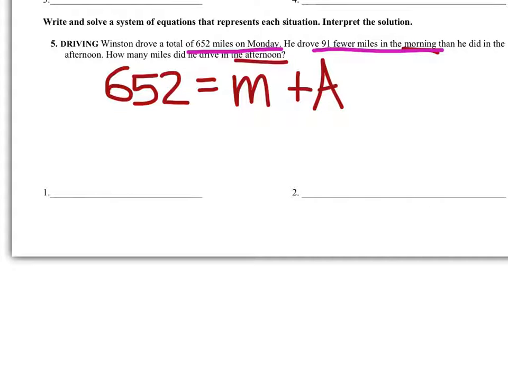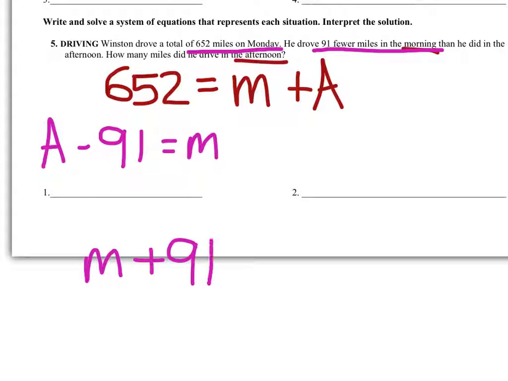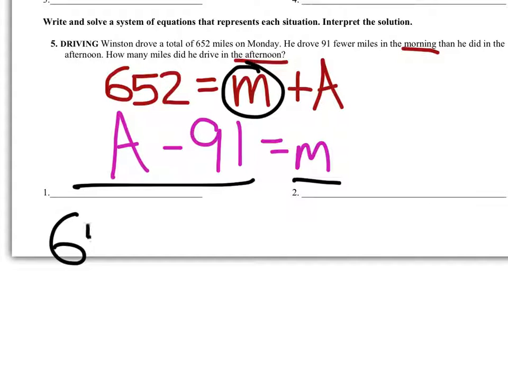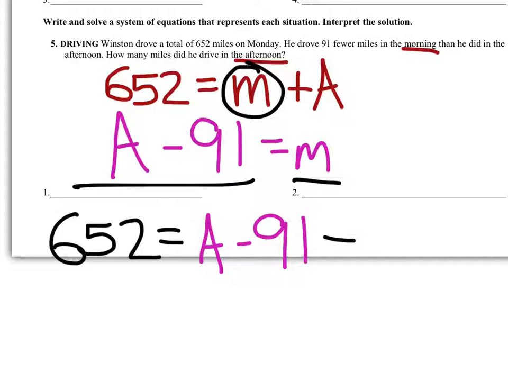So in the morning, he drove 91 fewer miles than he did in the afternoon. There's two different equations you can use for this second one. If you take the afternoon and subtract 91, then you'd have the morning. On the other hand, you can use the morning plus 91 would give you the afternoon. Doesn't matter which of these two you use, but choose one of them. All right, so you guys chose this one, so we're going to stick with this one. I'm going to use that same technique where we just replace these values in order to find the other one. Notice it tells us that m equals this expression, so I'm going to replace this m with that. So you've got 652 equals m, which was a minus 91, plus a.